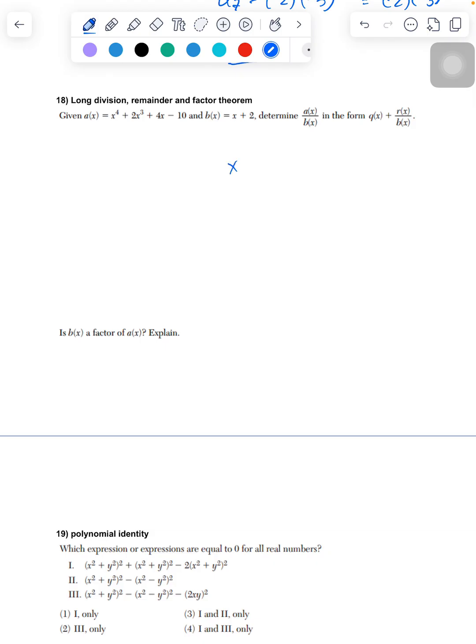So I'm going to have my divisor x plus 2. I'm going to have x to the 4 plus 2x cubed plus 4x minus 10, right? As you can see here, I'm kind of missing something, right? I'm missing a 2x squared here, right? That's fine. Let's just keep that in mind. Okay, what do we do here? Leading term divided by leading term. X to the 4th divided by x equals x cubed, right?